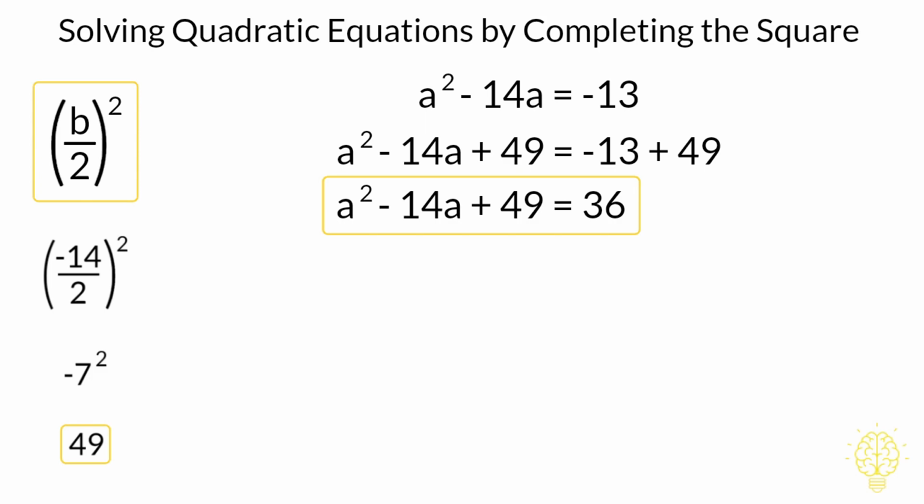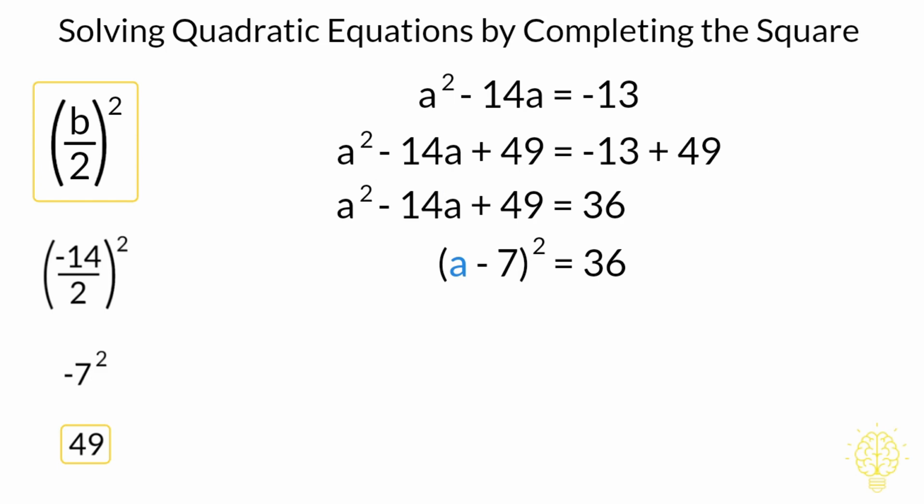Now we can rewrite our quadratic expression as a square. We write it as a plus half of the b term squared. Since the b term is negative 14, half of that is negative 7. So we write it as a minus 7 squared. And that equals 36. Now we're ready to solve for a.